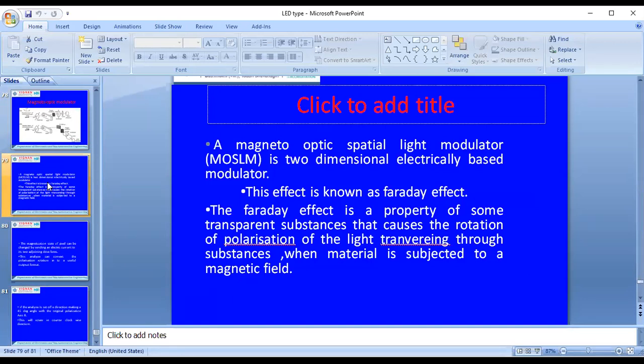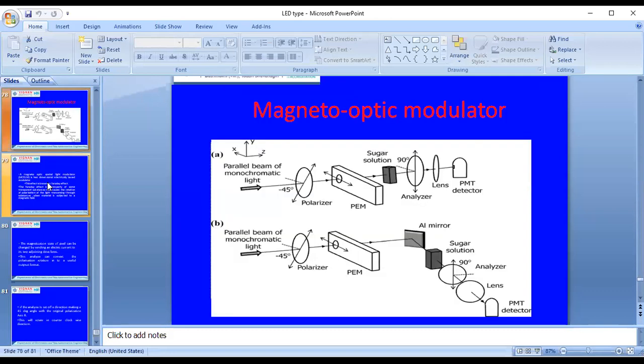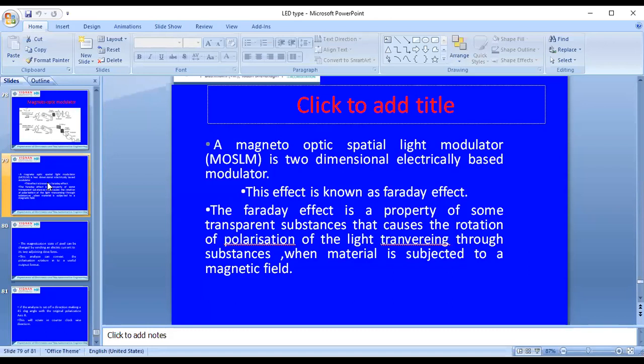In this, the effect is called the Faraday effect. As per the Faraday effect, a property of some transparent substances causes a rotation of the polarization of light traveling through the substance whenever this material is subjected to a magnetic field. Now, the radiation of light through this crystal: you can imagine that initially the light propagates through the crystal, and that substance is affected by the magnetic field.